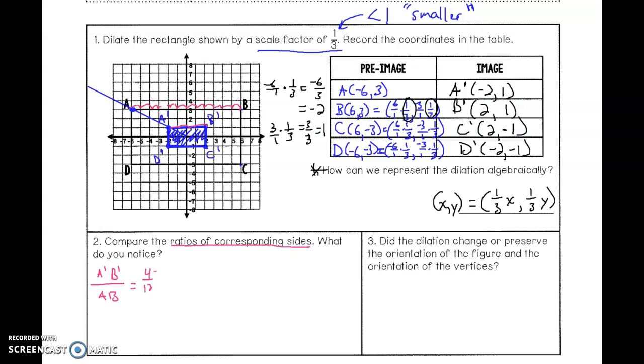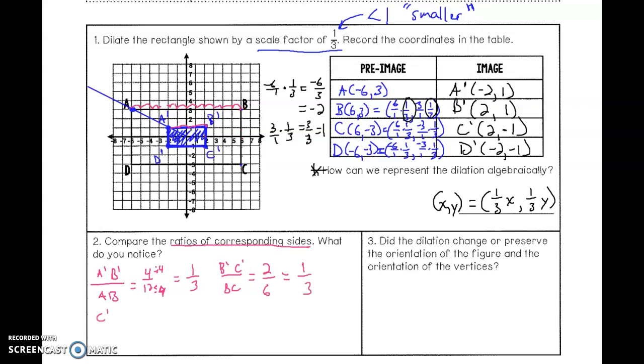Well, guess what, 4/12 reduces down to 1/3. Okay, well, what if we did B prime to C prime over B to C? Well, the distance from B prime to C prime is 1, 2 units. I'm just counting. From B to C is 1, 2, 3, 4, 5, 6. Well, what does 2/6 reduce to? 1/3. Kind of get an idea here.